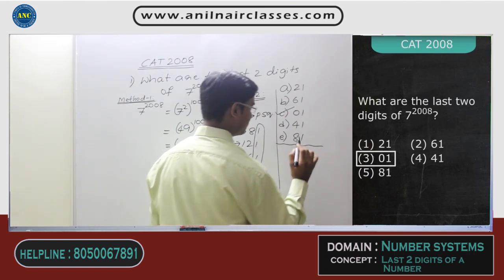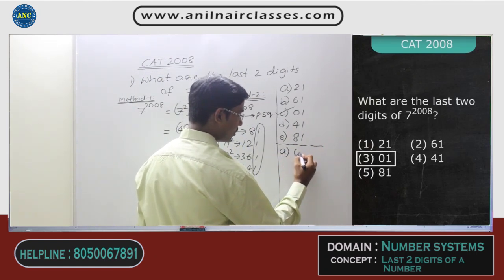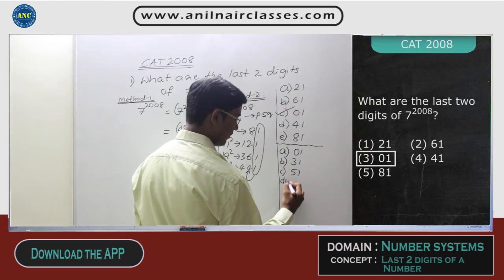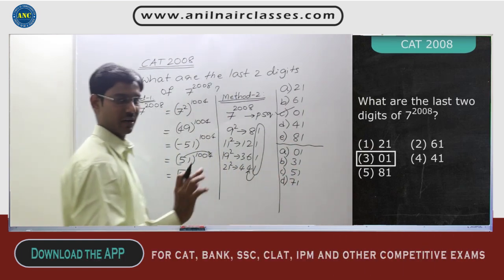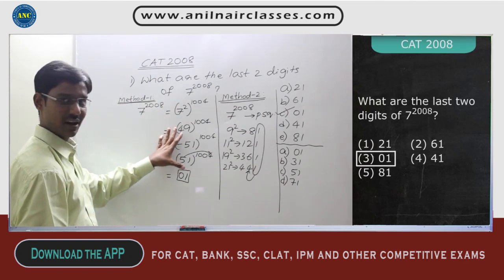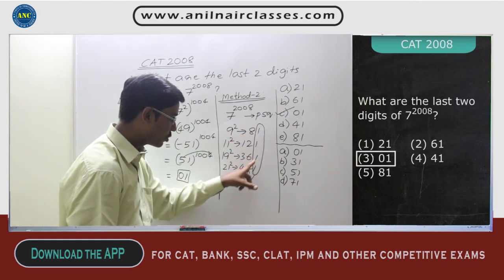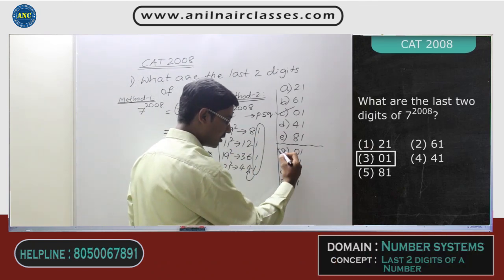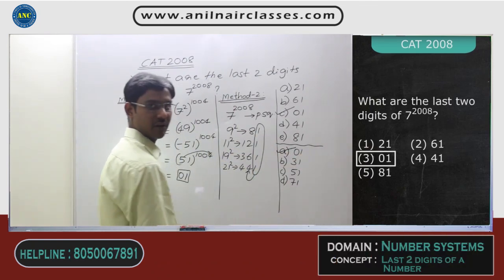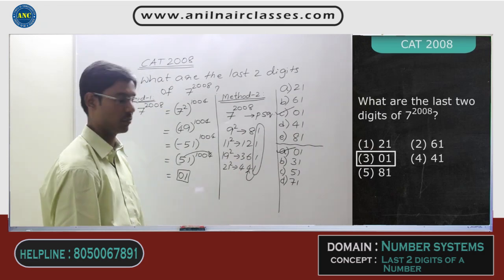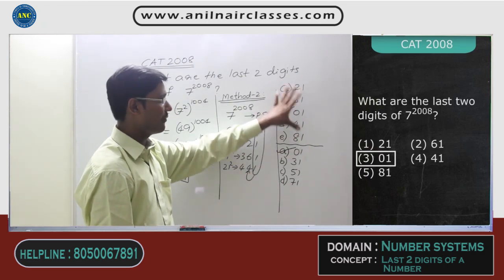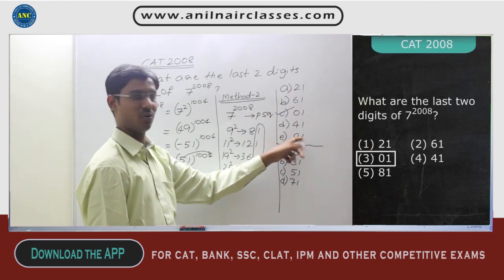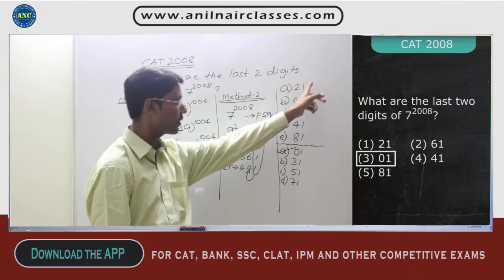Suppose, by your luck, the options are 0, 1, 31, 51, 71. Suppose these are the given options. You need not do all these things. Any perfect square ending with 1, the tenth digit should always be an even number. Out of the given options, this is the only one where the tenth digit is even. That means you can mark it. But in the actual examination question, all the tenth digits are even numbers. So from method 2, actually you cannot solve from the given options.